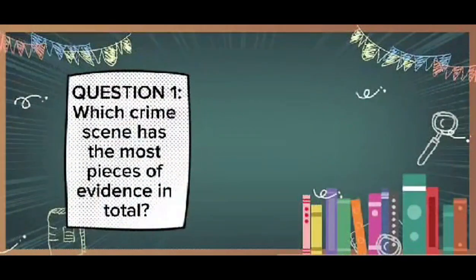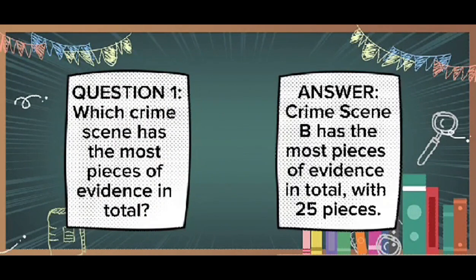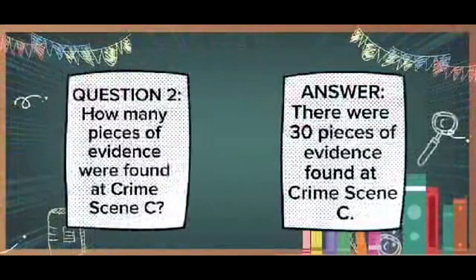Question 1. Which crime scene has the most pieces of evidence in total? Answer. Crime scene B has the most pieces of evidence in total with 25 pieces. Question 2. How many pieces of evidence were found at crime scene C? Answer. There were 30 pieces of evidence found at crime scene C.